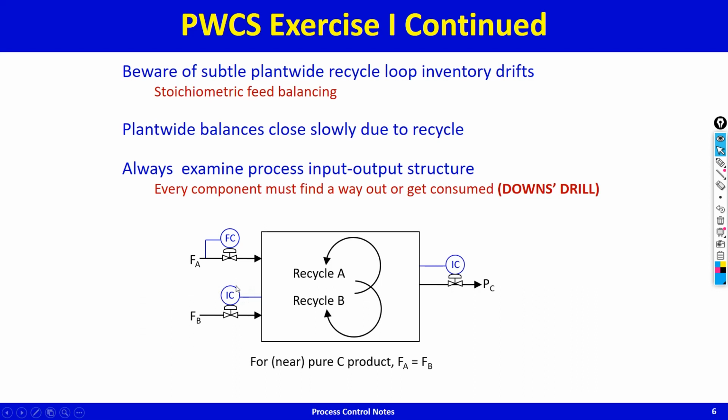The fresh B is being brought in under inventory control. A is maintained in ratio with B, and that ratio is adjusted by this composition controller, the inventory controller, so that B exactly matches A. You cannot independently set this, that's the point. And that comes from the overall material balance structure of the process.